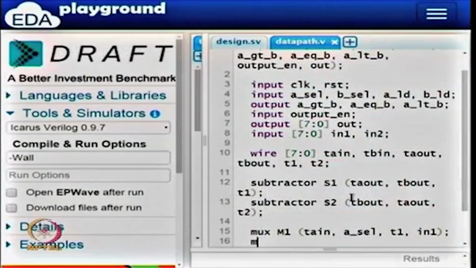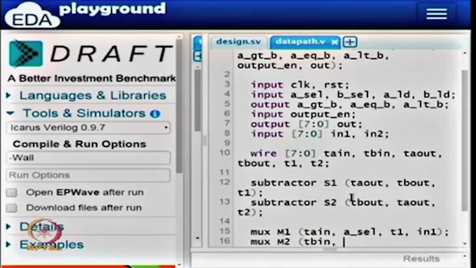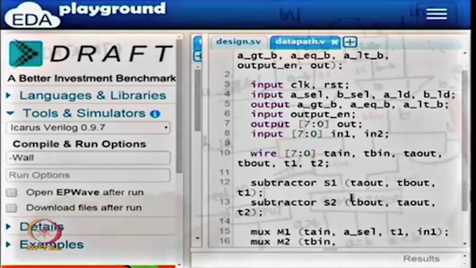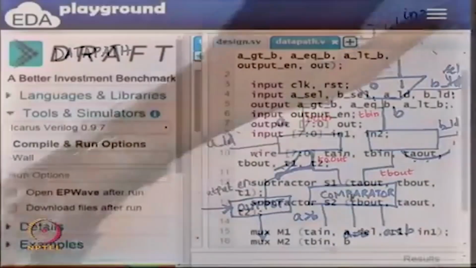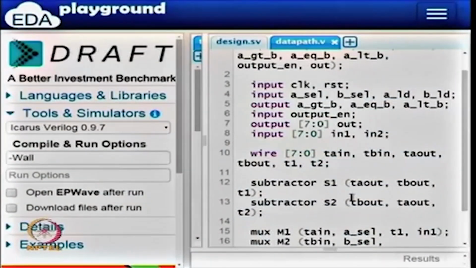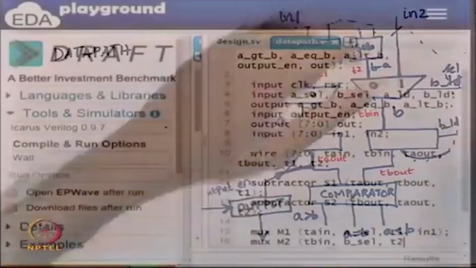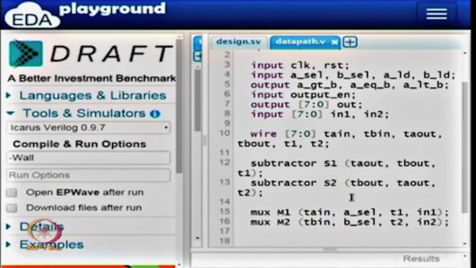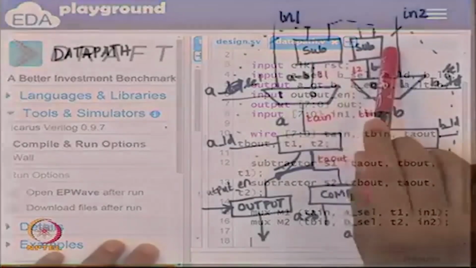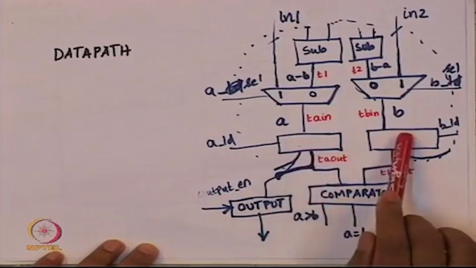Similarly we have mux M2. So again let us look at the picture, mux M2. This is supposed to give TB in as the output. Then the select line is called B select. At the 0 line we have T2 and at the 1 line we have in 2. So I will put T2 and in 2. So we have taken care of 4 different things here. We have taken care of the subtractors, we have taken care of the multiplexers. Now we need to take care of the registers.